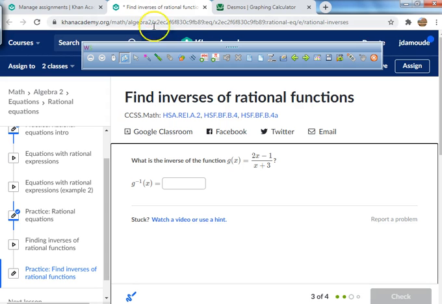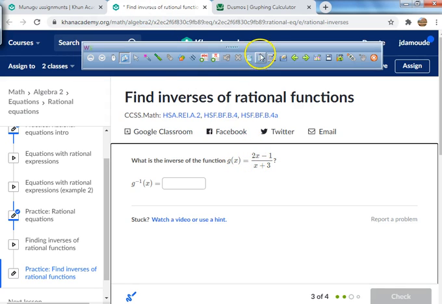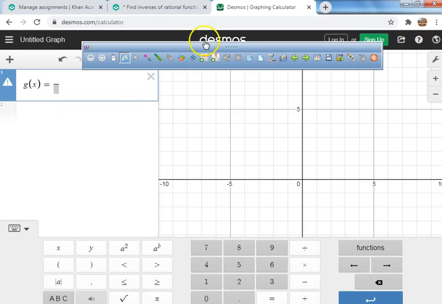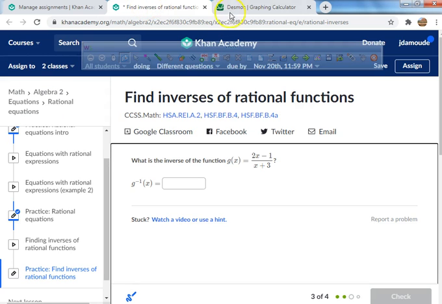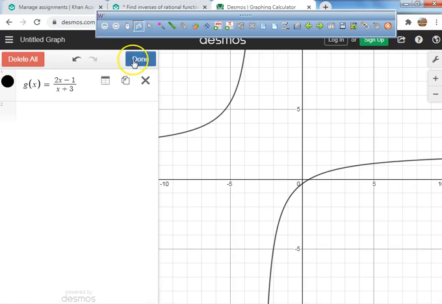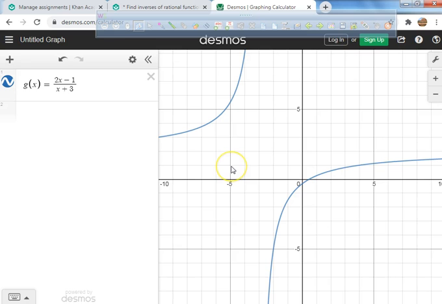We're going to start out by typing our original equation into Desmos. So it says g of x equals, and I'll do the division bar here, 2x minus 1 over x plus 3. So this is our original equation. And I'm going to change the color. Let's just change it to blue. So that's our original equation.